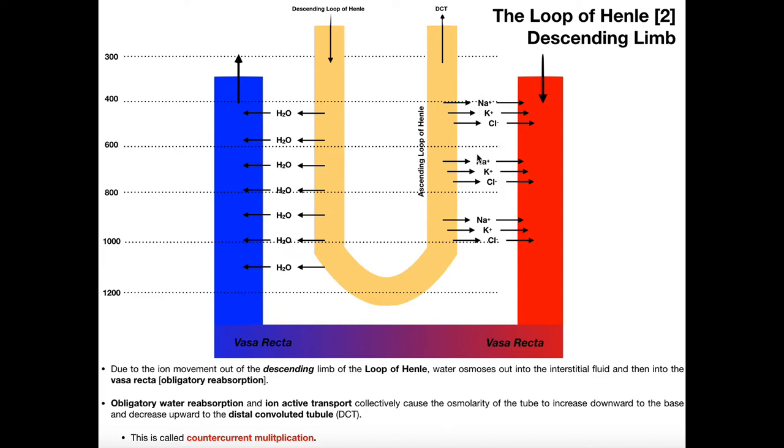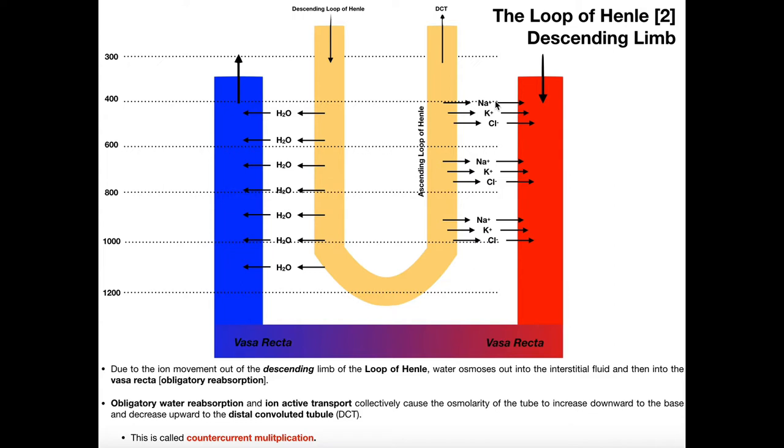So again, this ion movement is an important prerequisite. This has to come first before you can actually get the water reabsorption in the descending limb. But in reality, they're all kind of happening at the same time. Okay, but it's useful conceptually to consider this first.